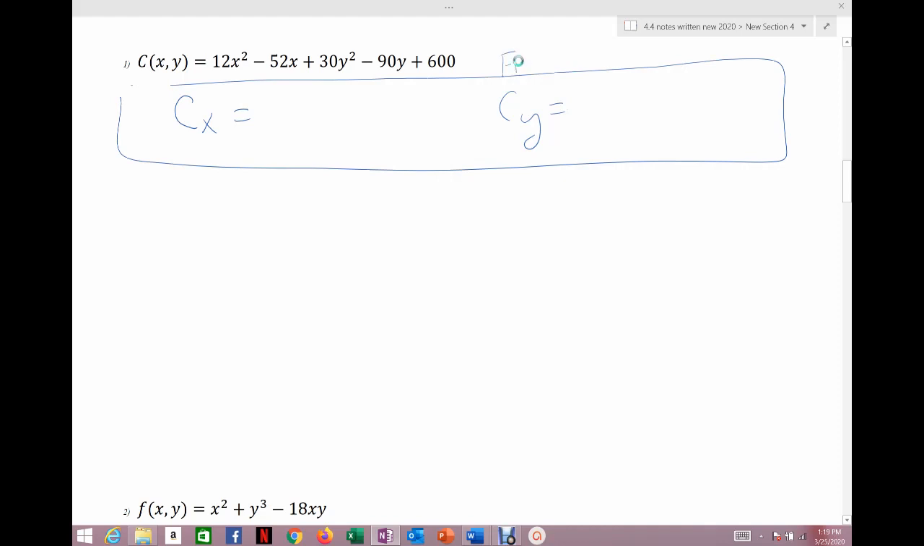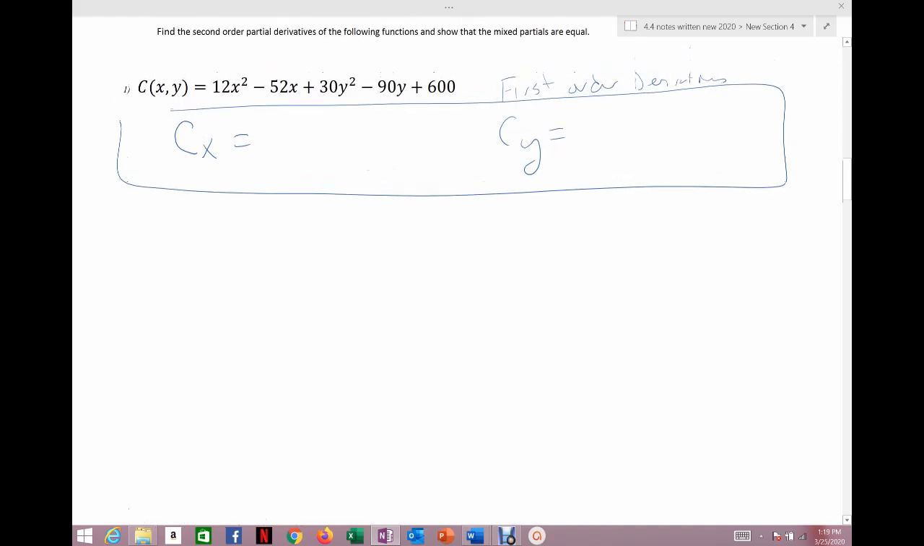These are my first order derivatives. We have 2 of those. I'm going to find both of my first order derivatives, and then I'm going to do my second order derivatives. So, the derivative with respect to x of my original function.